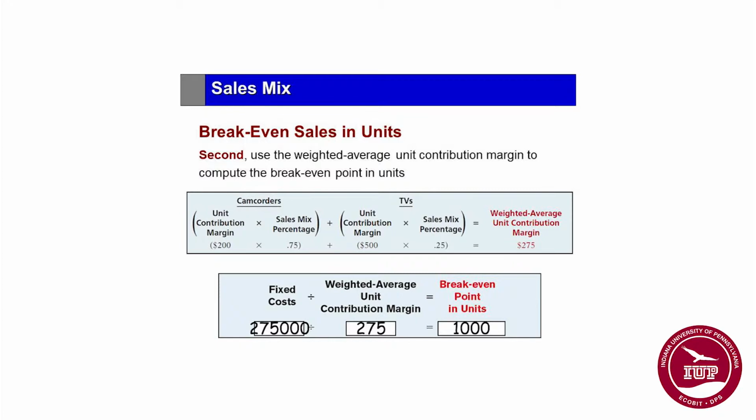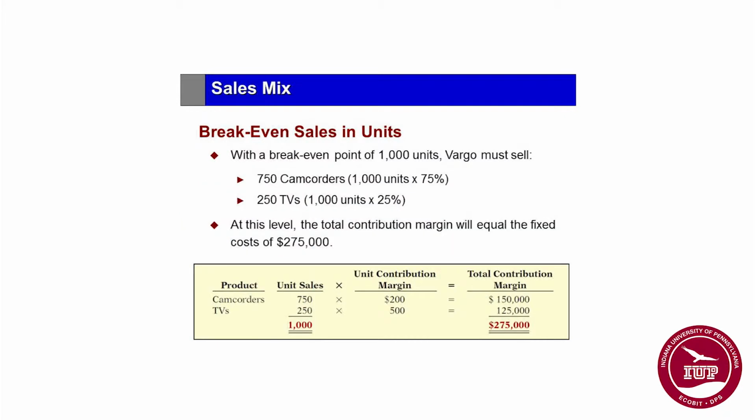In this case, you get the total break-even point of 1,000 units. These 1,000 units will be produced in the ratio of 75:25. So if you take 75% and 25% of 1,000, you've got 750 units of camcorders and 250 units of the TVs. And the total contribution margin for that will be a total of $275,000.